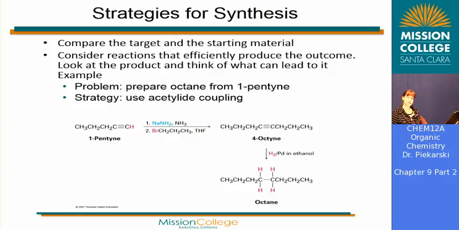First thing is you always compare your target product and the starting material, and you try to think of reactions that will efficiently produce the outcome. For example here, we want to synthesize octane from 1-pentyne. It looks like I have to grow my carbon chain 3 carbons longer. Right now you only know one carbon-carbon bonding reaction, and that is sodium amide coupling. So that's what we did first. We grew it by 3 carbons, reacting with propyl bromide to make 4-octyne.